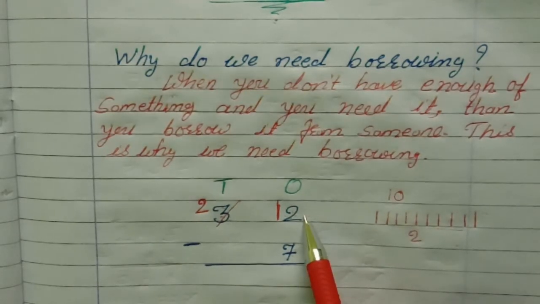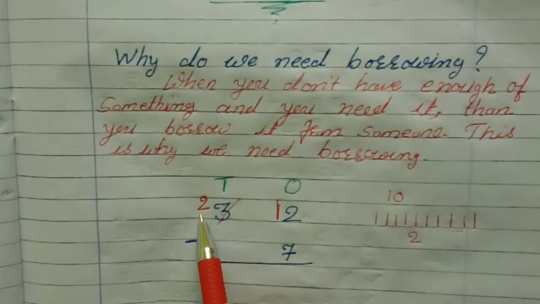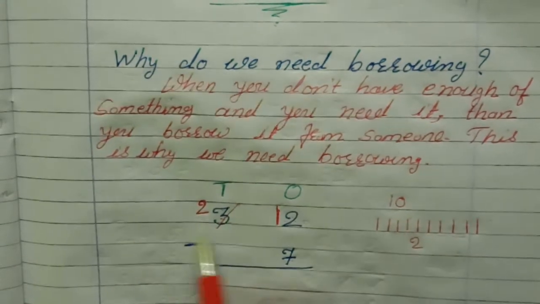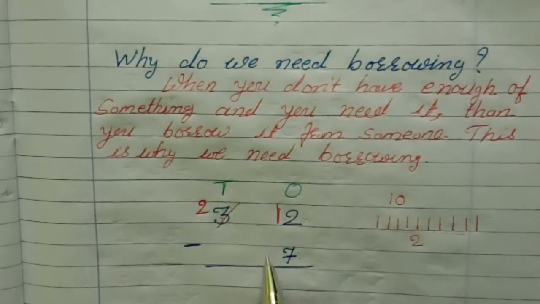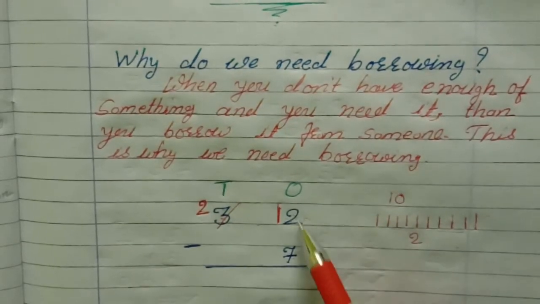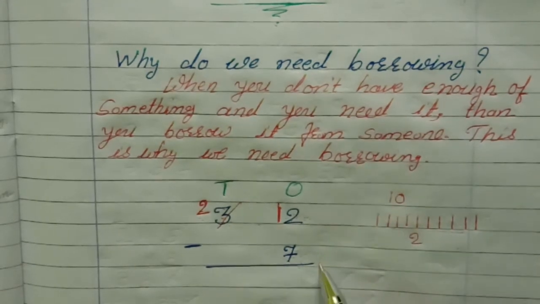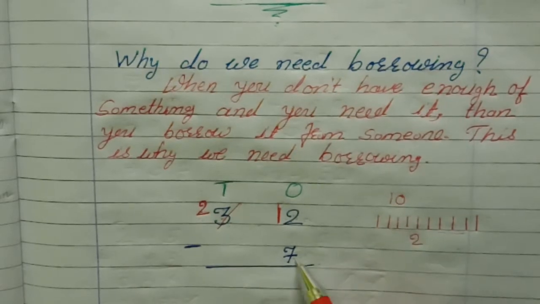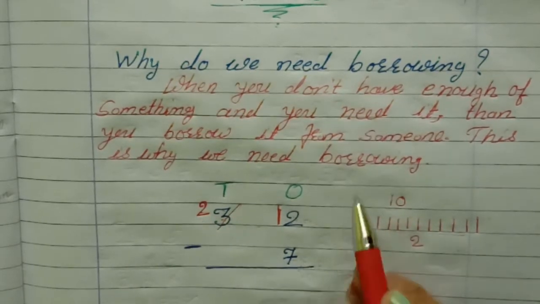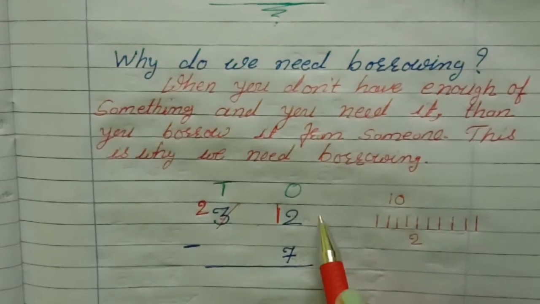Now we have 12 at the ones place on top and 2 at the tens place. On top we have 2 and 12, and at the bottom we have to subtract 7. Now 12 minus 7, it is very easy. We subtract 7 from 12.